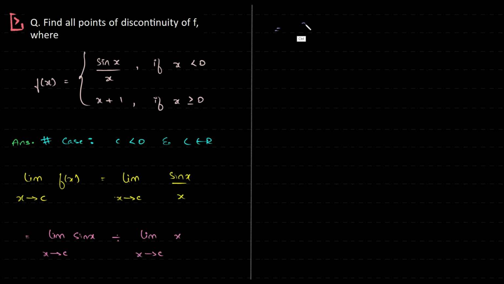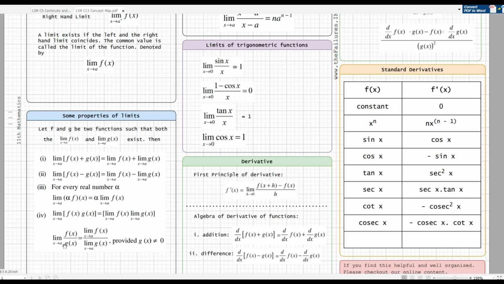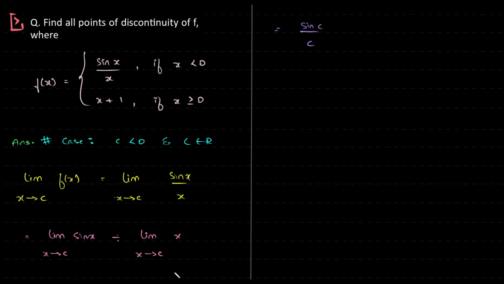Now, this is sin c by c in this case. This is the property I was talking about. So we can apply limit to both numerator and denominator. The resultant of this will be the overall result. Now we have f of c. So for any value less than 0, the f of c will be sin c by c, which is same as limit f of x as x tends towards c. So it is continuous, right?